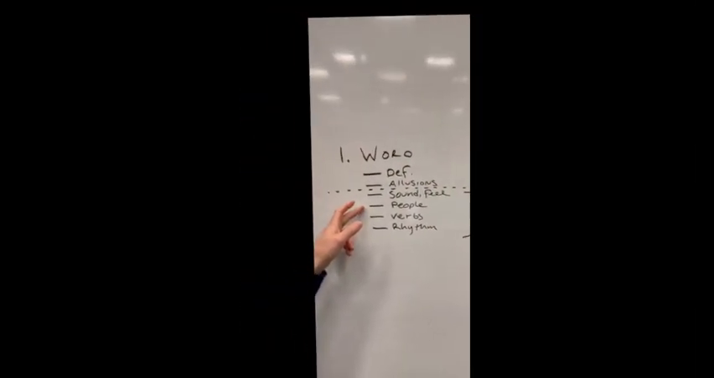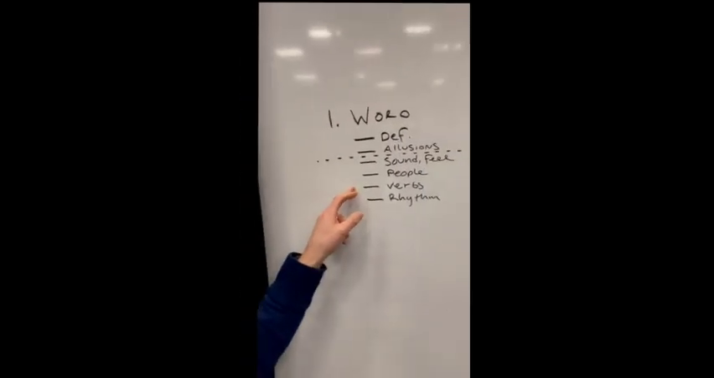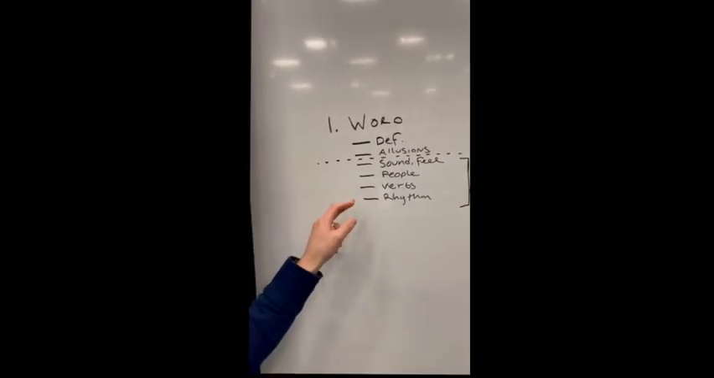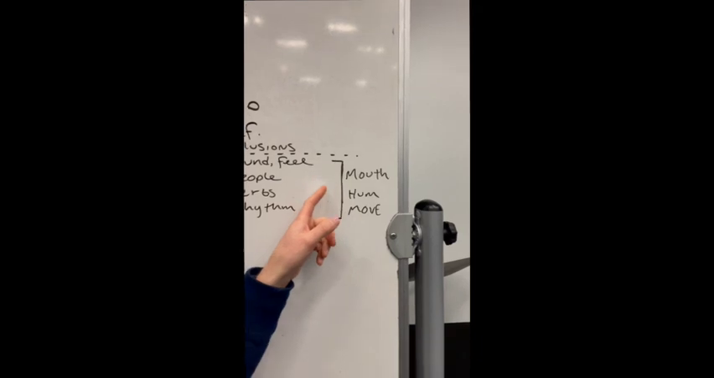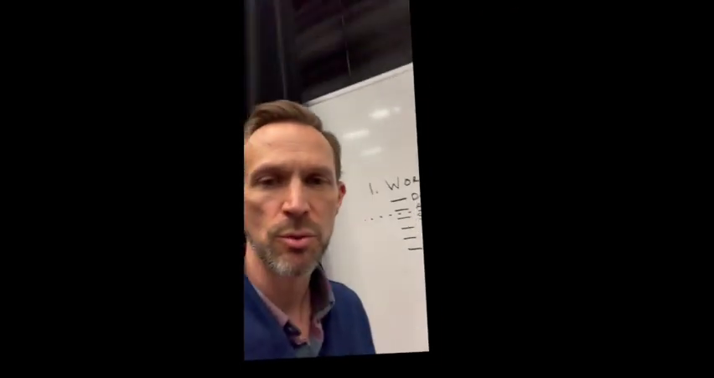And then you want to get to know the people that the words refer to, the people you're talking to, the people that you mention in the words. Get to know them, see them, have a sensory experience with them. And then same thing with the verbs, and the same thing with the rhythm. We could talk a lot about this, but I do this with a couple of exercises called mouth, hum, move. Mouth, hum, move.